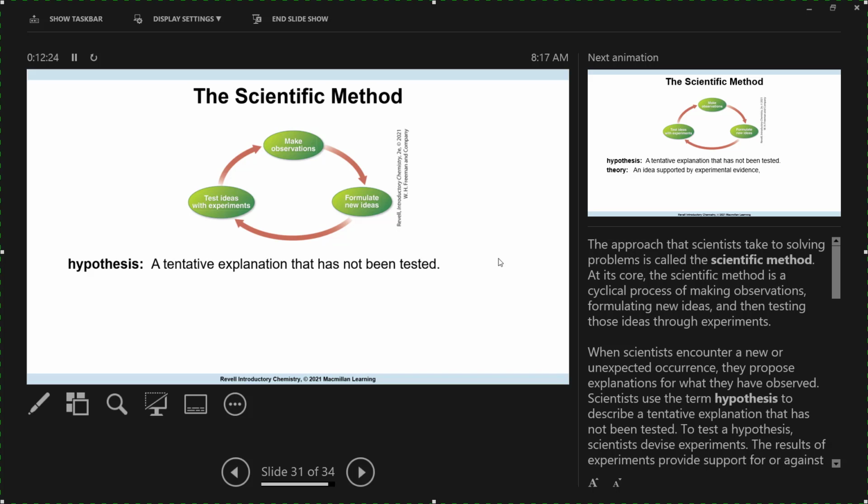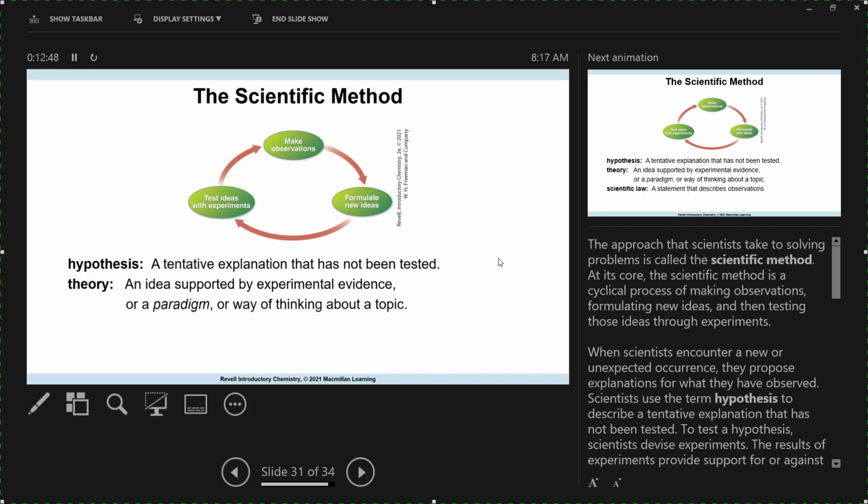And you've seen these definitions before. So hypothesis, we make an explanation, hasn't been tested, but we're going to test it. And then we might revise that based on what we observe and what we find out. If a lot of experimental evidence comes together, we might propose a theory. And then we can even go further than that. We can take a theory or a number of theories and come up with an overarching law that explains things.